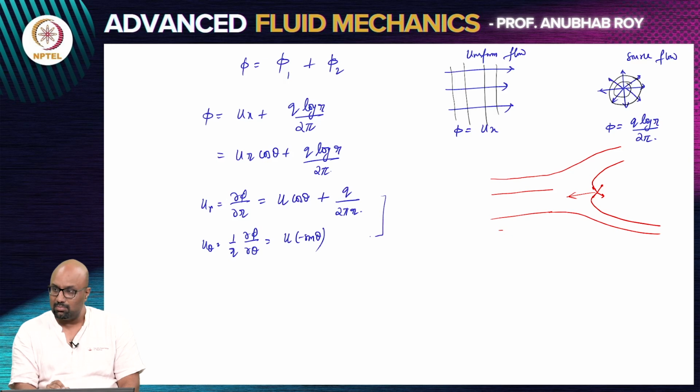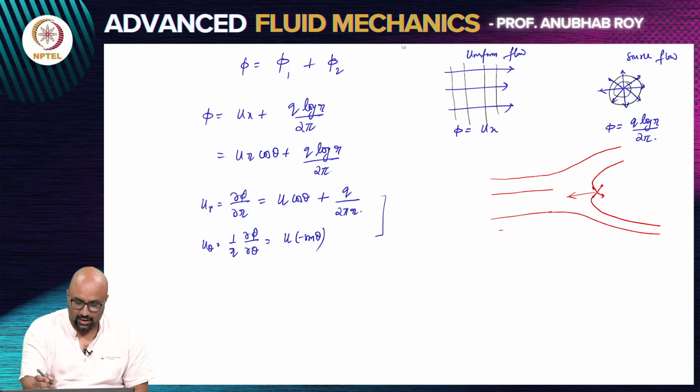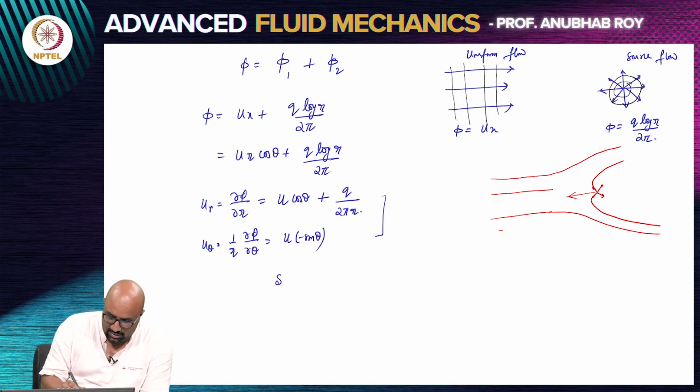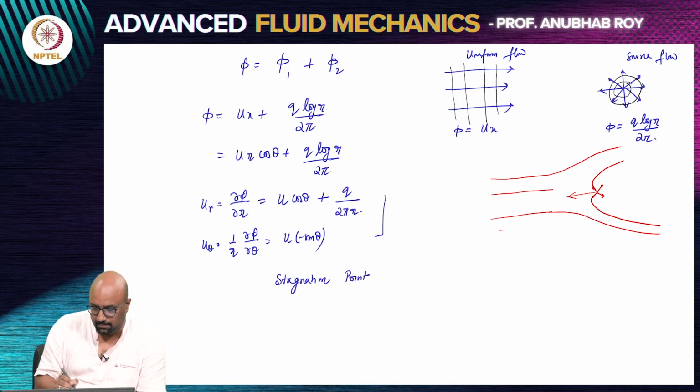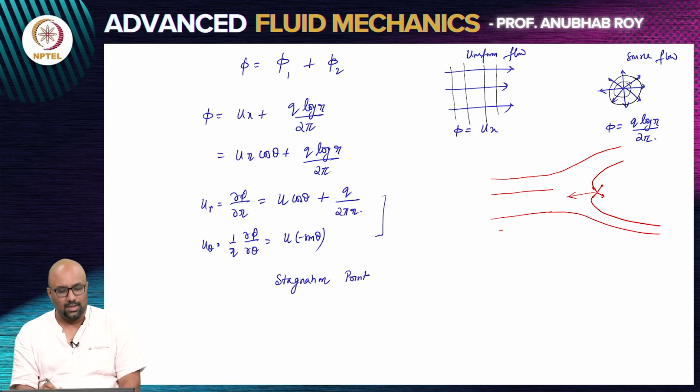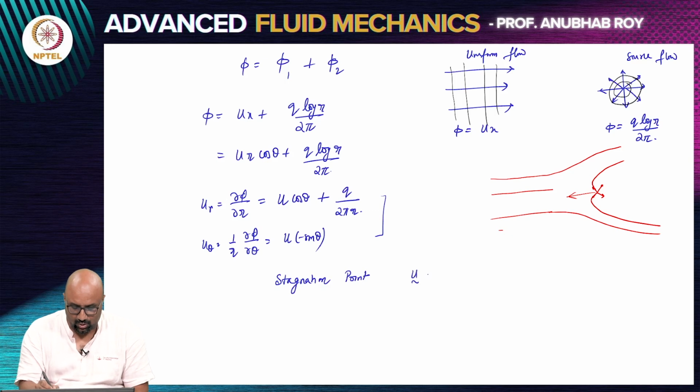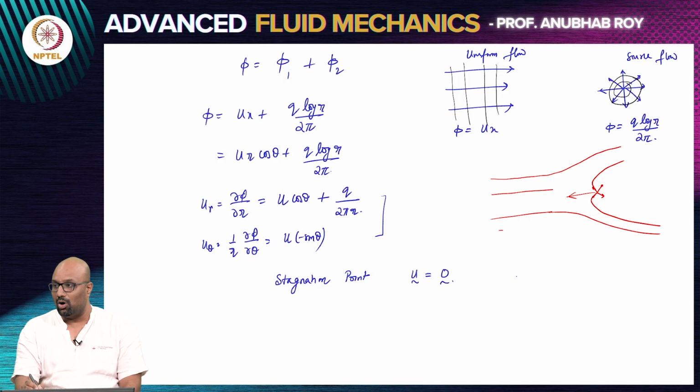Now, how do I understand this flow? To understand this flow, one thing which we will now look into is the concept of a stagnation point. A stagnation point is the location where the velocity is 0. All components of velocity vanish at the stagnation point.